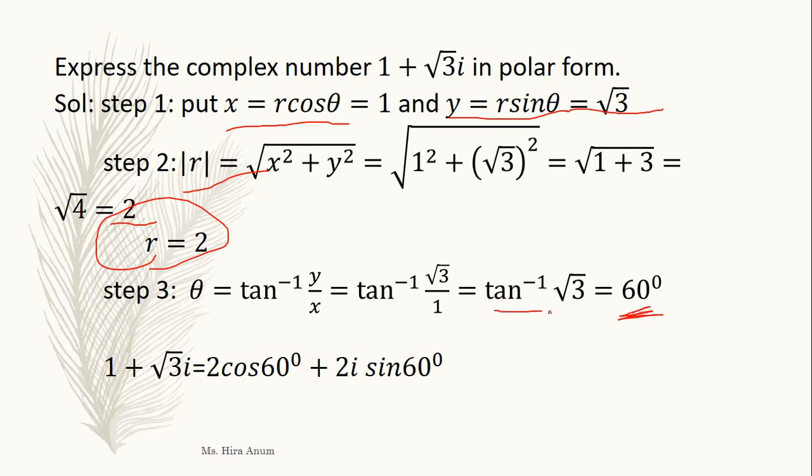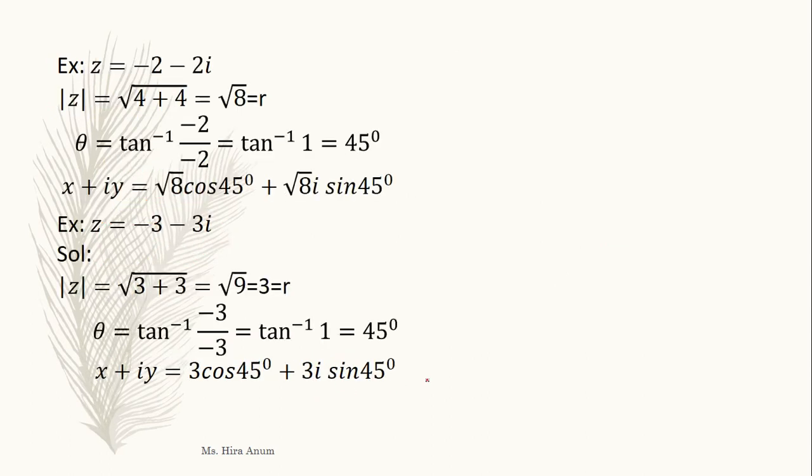You can find these values from a calculator, but we normally use 0, 30, 60 and 90 degrees. These values you have to learn. Other values you can calculate from a calculator, but these are very common, so you have to know them all the time. So 1 plus radical 3 iota equals 2 cos 60 degree plus 2 iota sin 60 degree.